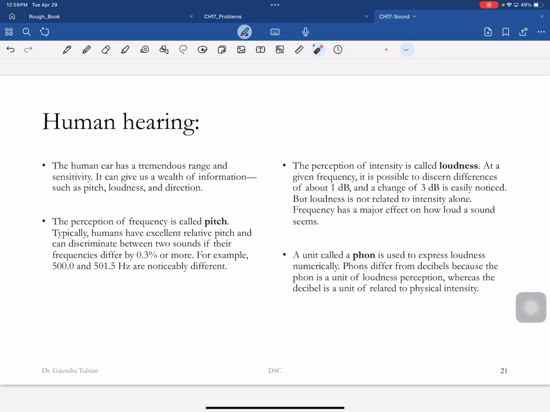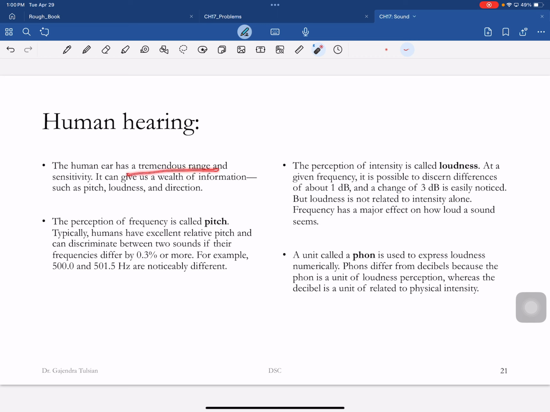So this sensor that you're born with, what does this guy do? Interprets sound. What does this guy do? So it converts mechanical energy to electrical energy, right? It converts sound waves to nerve impulses.